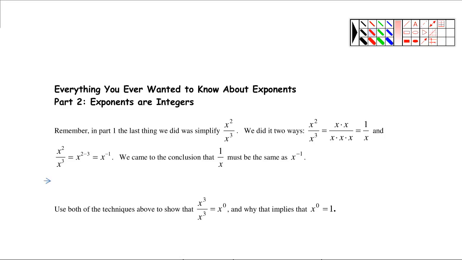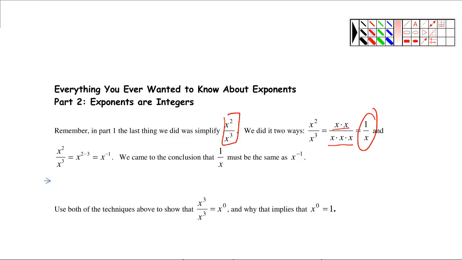Everything you ever wanted to know about exponents, part 2. Exponents can be integers. Remember in part 1, the last thing we did was simplify x squared over x to the third. There were two different ways we could do it. One way was to multiply x squared out as x times x, and x to the third as x times x times x, cancel, and simplify to get 1 over x.